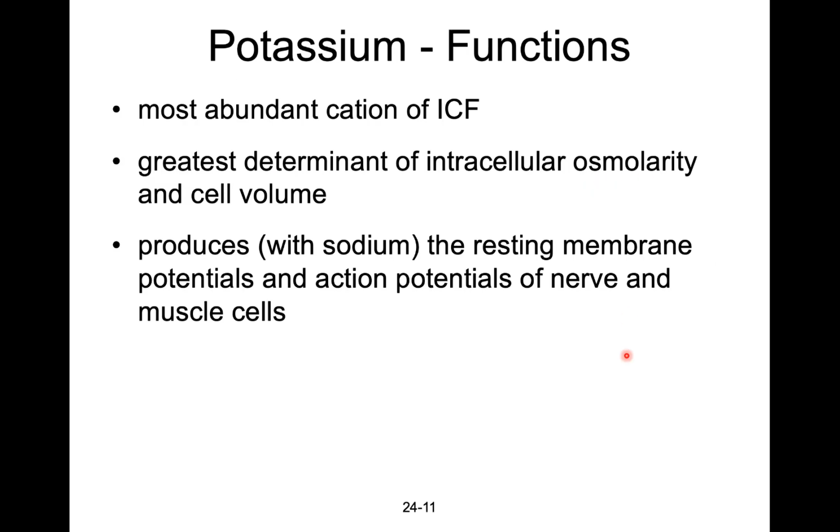Moving on to potassium. Potassium is K+. This is the most abundant cation in the intracellular fluid. So remember, sodium on the outside of a cell, potassium on the inside of a cell. And because this ion is in the highest concentration, this is going to determine the internal osmolarity of the cell and therefore determines how much water goes into the cell, determining cell volume.